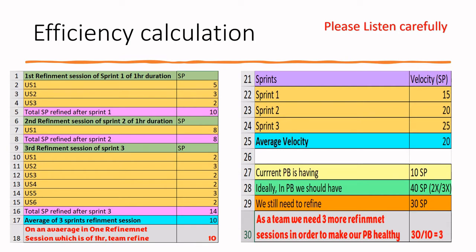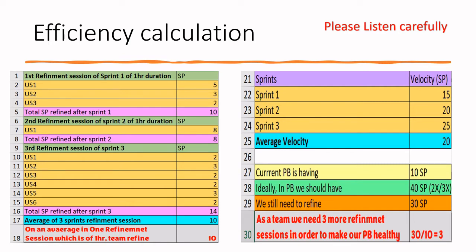So as a team, we need three more refinement sessions. How did I calculate the three more refinement sessions? Again, it's a beautiful question, right? So 30 story points I still need to refine. I know if my team members spend 1 hour, they can refine some 10 story points. So again, 30 story points I want to do. In 1 hour, my team members will do 10 story points. So ideally, I need three more refinement sessions. That is three more hours I need.